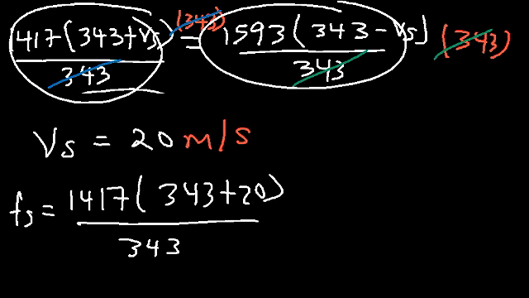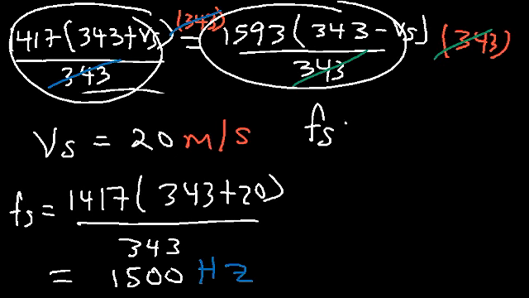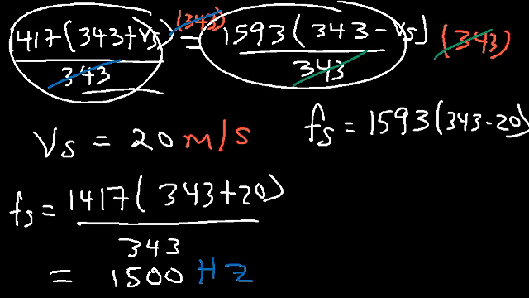So that's 363 divided by 343 times 1417, which gives us a frequency of 1500 Hertz. Now, if you use the other side of the equation, you should get the same thing. So Fs is equal to 1593 times (343 minus 20) divided by 343. So 343 minus 20 is 323, times 1593 divided by 343. And that too is 1500 Hertz.